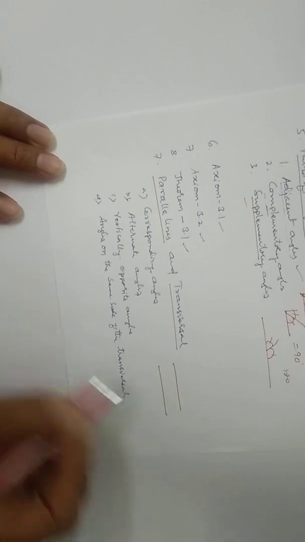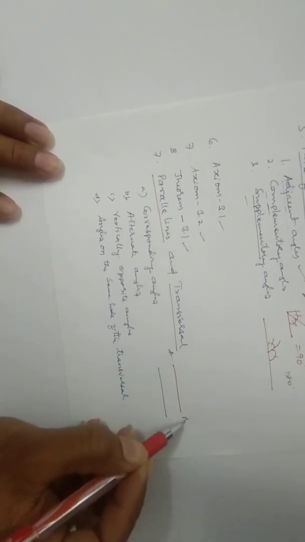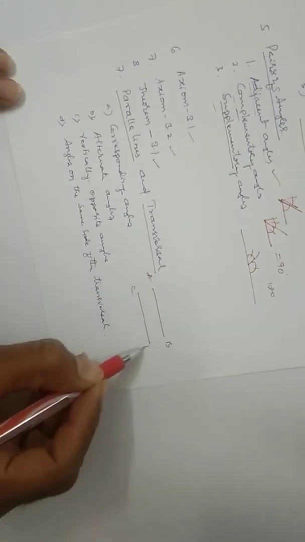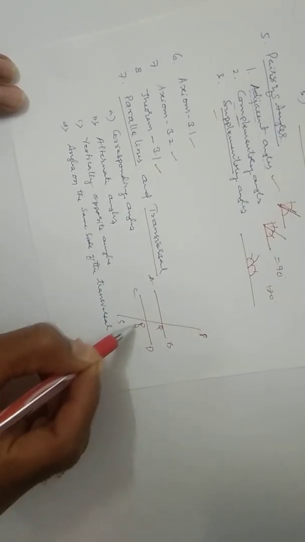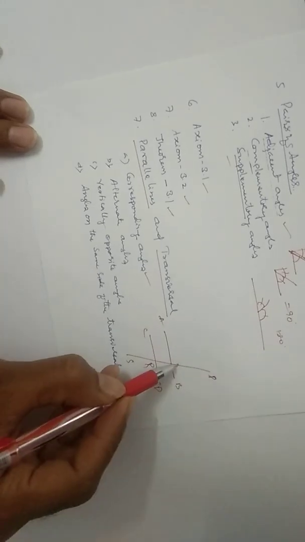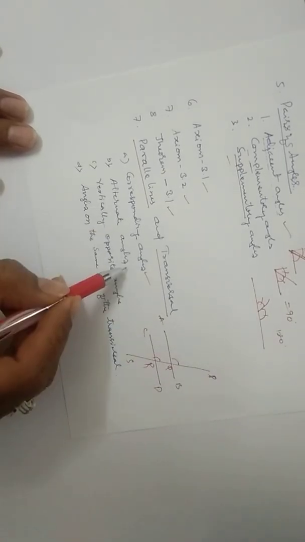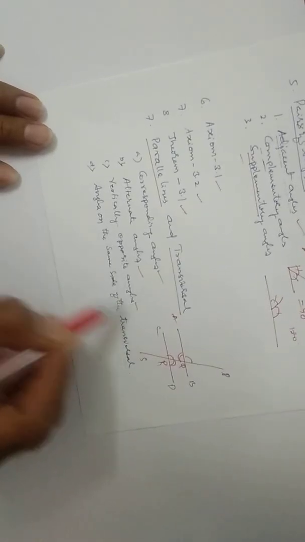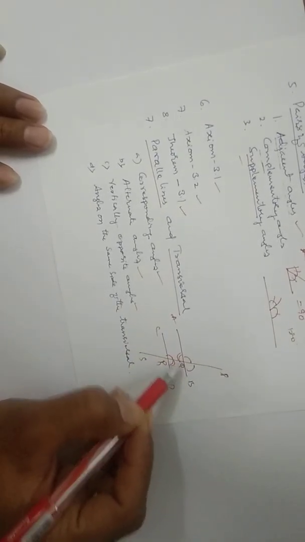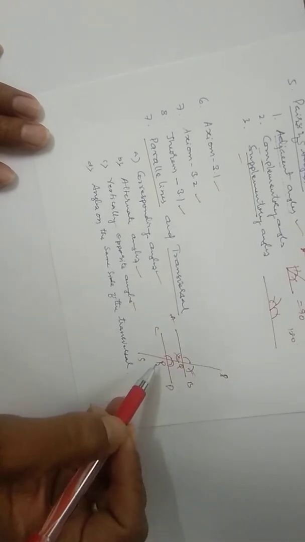After that, parallel lines and transversal. If there are parallel lines, let us call them AB and CD, and a transversal PQ or S, then what are corresponding angles? These two are corresponding angles. What are alternate angles? These two are alternate angles. What are vertically opposite angles? These are vertically opposite angles.